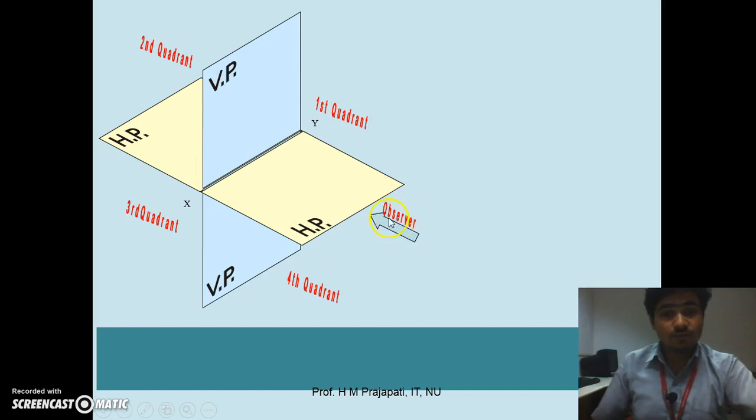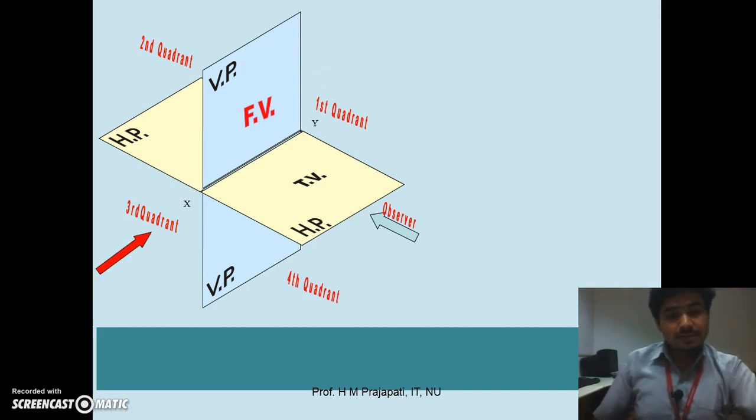Somewhere in between the observer and the vertical reference plane, you have an object somewhere over here. After viewing that object, we project the points of the object on the VP. The view which is available is called the front view. In the same way, if the observer is viewing from the top, and the object is in the first quadrant, that means it is between the observer and the horizontal reference plane, then you get a view which is called the top view, and it is on the horizontal reference plane.